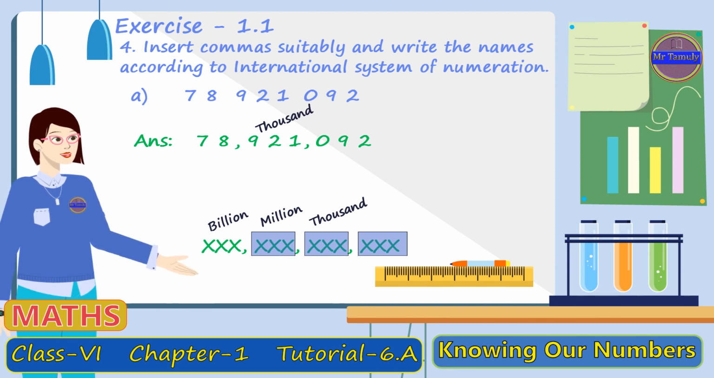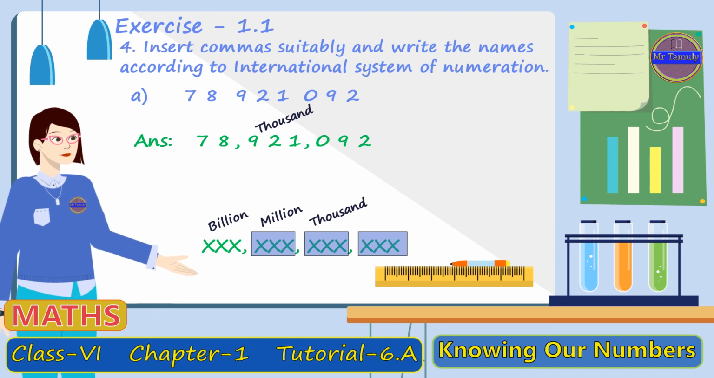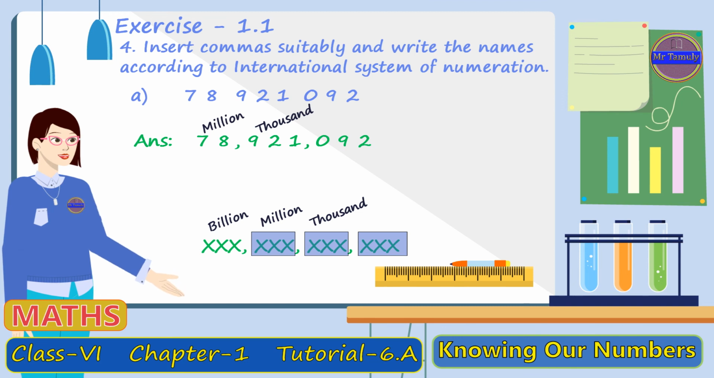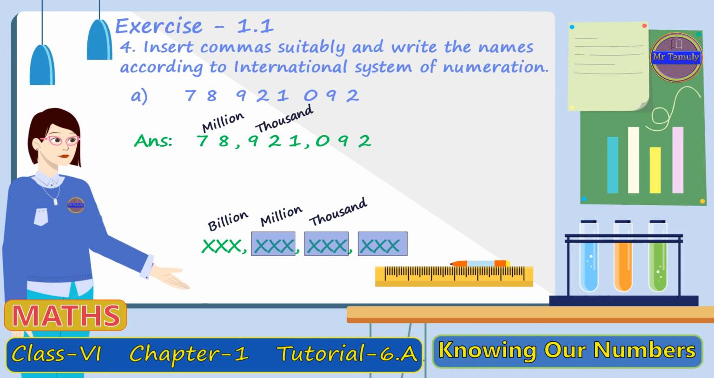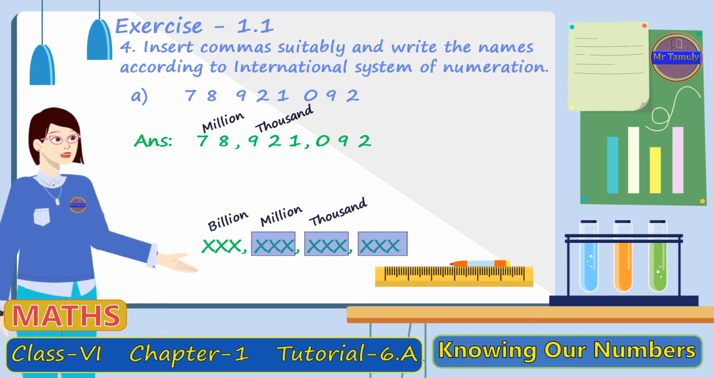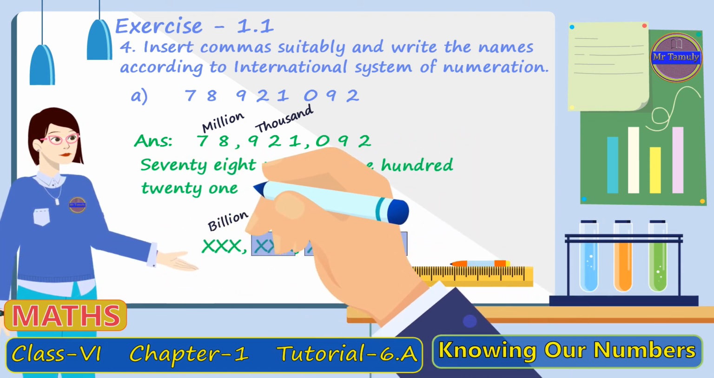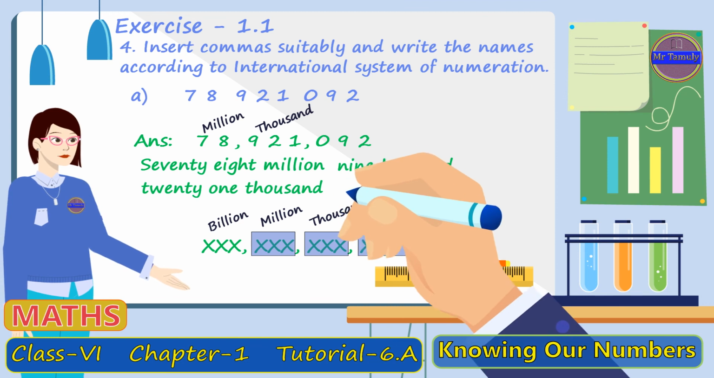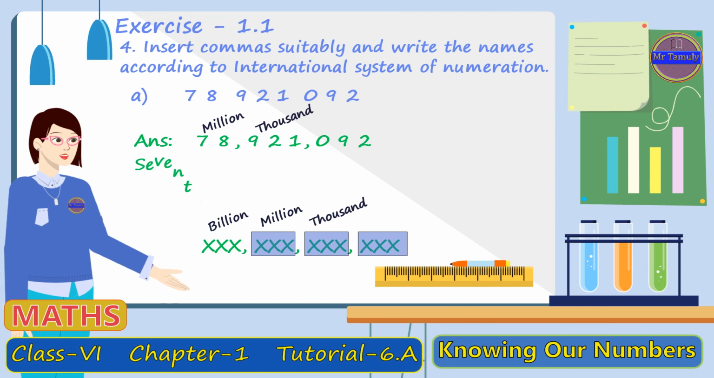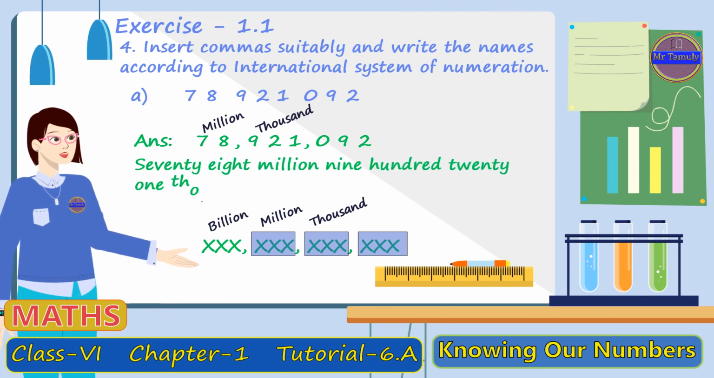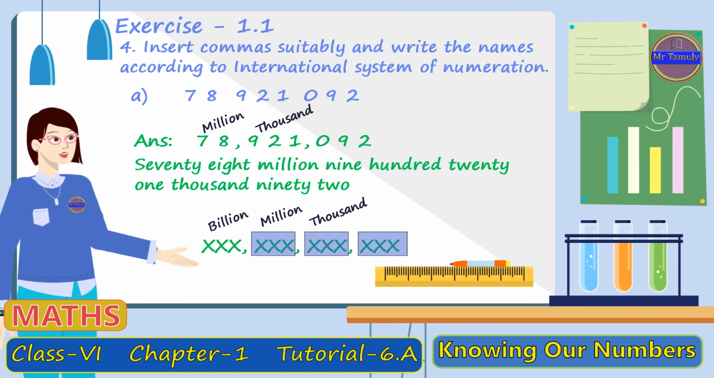In the international format, after thousand comes the name million. So we shall associate the name million to the last 2 digits. Let's now write the name. As you can clearly see now, first we have 78 million. Next we have 921,000. Lastly, we have 92. So the name of the given number in the international format is 78,921,092.